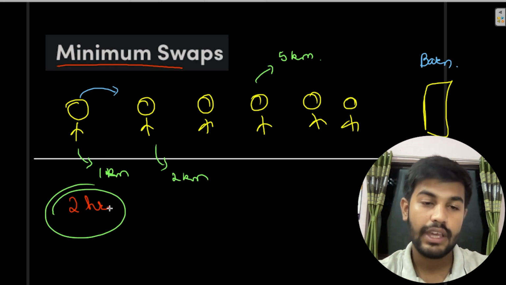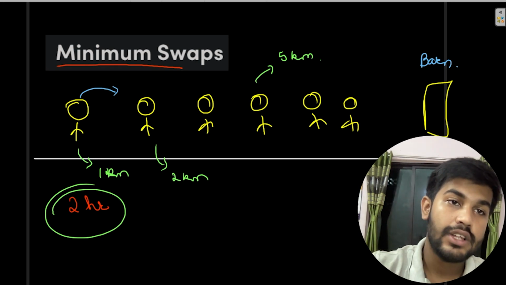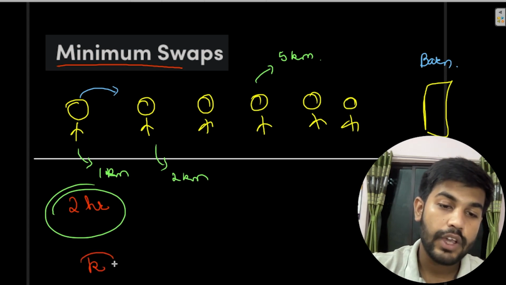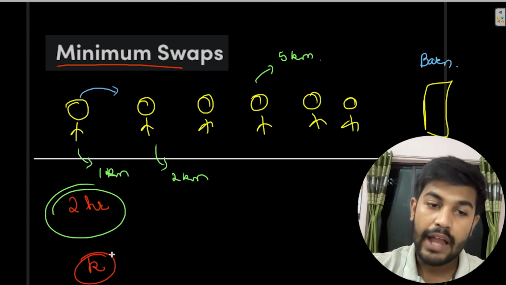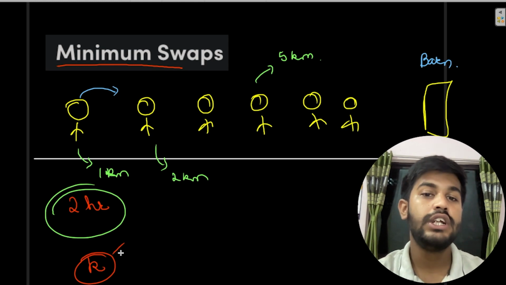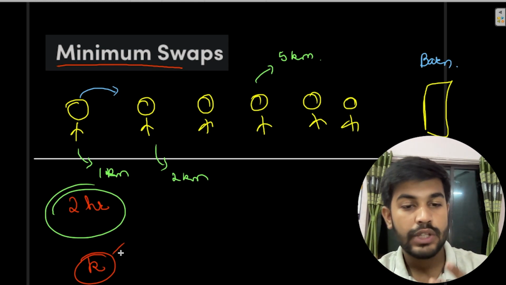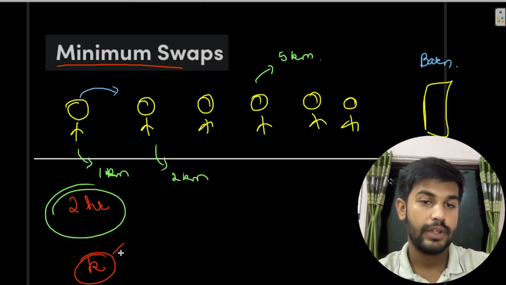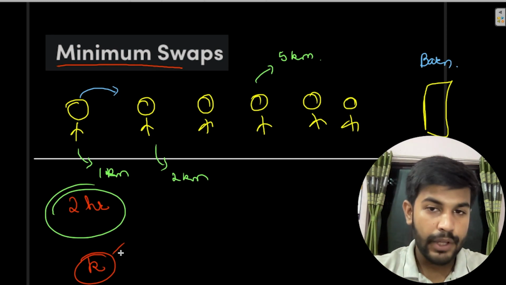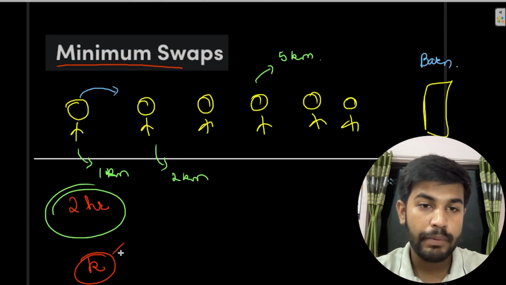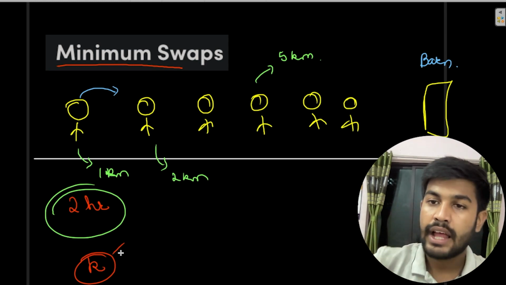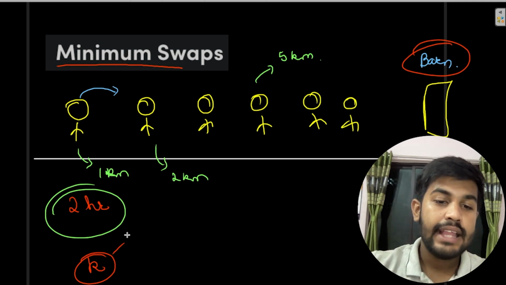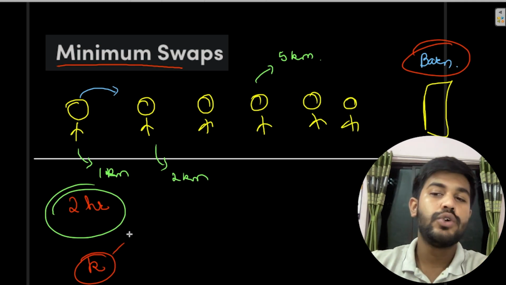What you need to do is maximize the number of sheep that get inside the barn. Or, in other words, you are given a value k, and you need to do the minimum swaps so that at least k of the sheep get inside the barn. There would be n number of sheep, the speed would be given, and the location of the barn would also be given.